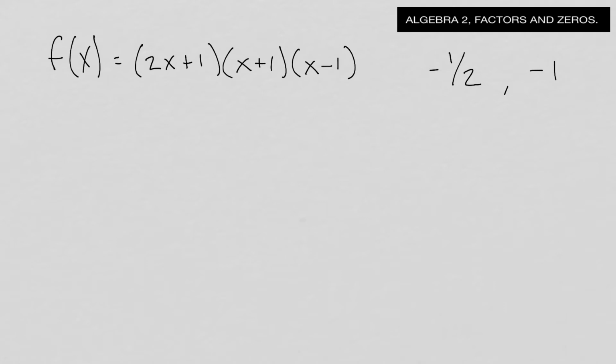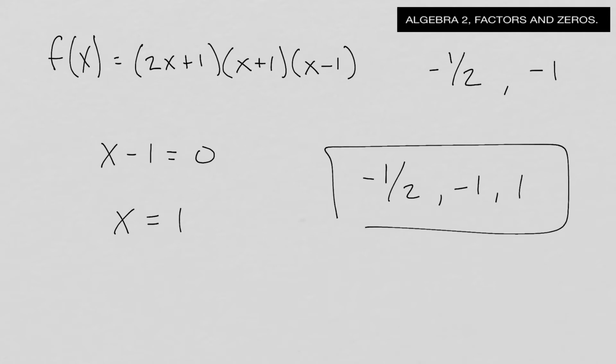And finally here we have x minus 1 equals 0. Adding 1 to both sides, we have x equals 1. So here's our other 0. So we have negative 1/2, negative 1, and 1. These are the zeros for this function here, this f of x. Each one of these numbers is going to turn into a 0. This is the idea of zeroing out your functions.